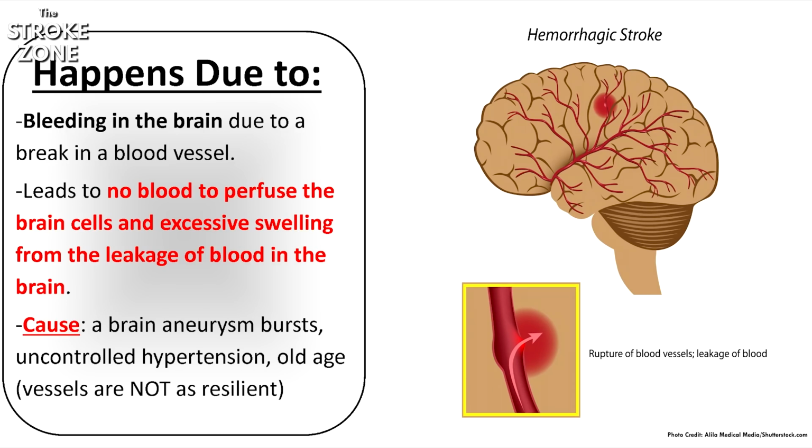Now, what can cause this? One thing that can cause this is a brain aneurysm. They have weakening of the vessel, it's bulging out, and it just bursts. Also, uncontrolled hypertension, so much force of blood going to the brain can weaken those vessels. Also, older age. As a person ages, the vessels aren't as resilient as they used to be, which leads to a decrease in their integrity, and they can break.